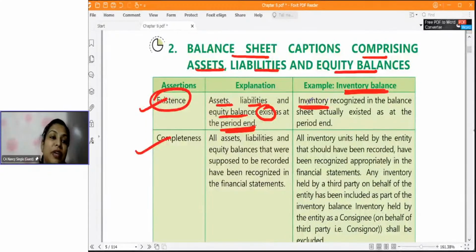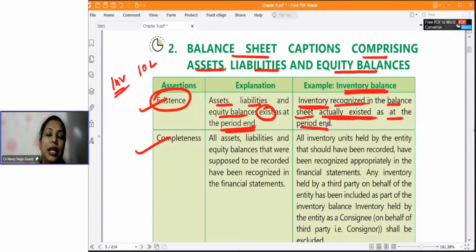So what if inventory in the balance sheet is given as 10 lakhs? So what is the existence assertion? That inventory recognized in the balance sheet actually existed as at the period end. ये assertion किसने दिया? Management ने. Auditor को क्या करना है? इसी assertion को use करके देखना है कि कोई potential misstatement तो नहीं है. How? By performing audit procedure. Now exist करती है या नहीं? तो physical examination कर सकते हैं ना inventory का. Auditor can observe the physical inventory count also. So existence assertion. Okay?